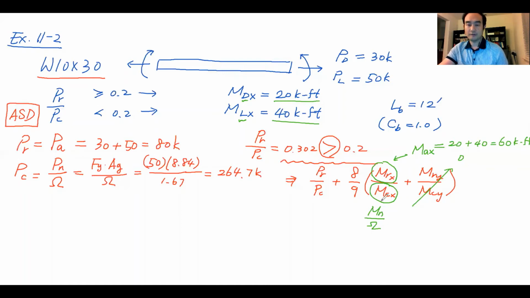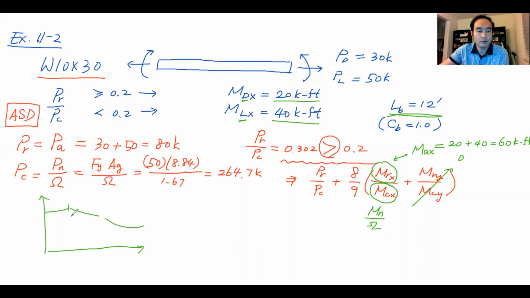Now the only thing left is this M sub C. Now L sub B is equal to 12 feet. So first of all, we have to double check whether this L sub B is larger than L sub P or less than L sub P. L sub P, again, you might remember, is for the beam capacity, depending on the unsupported length, so this is L sub B, and it is nominal moment capacity.